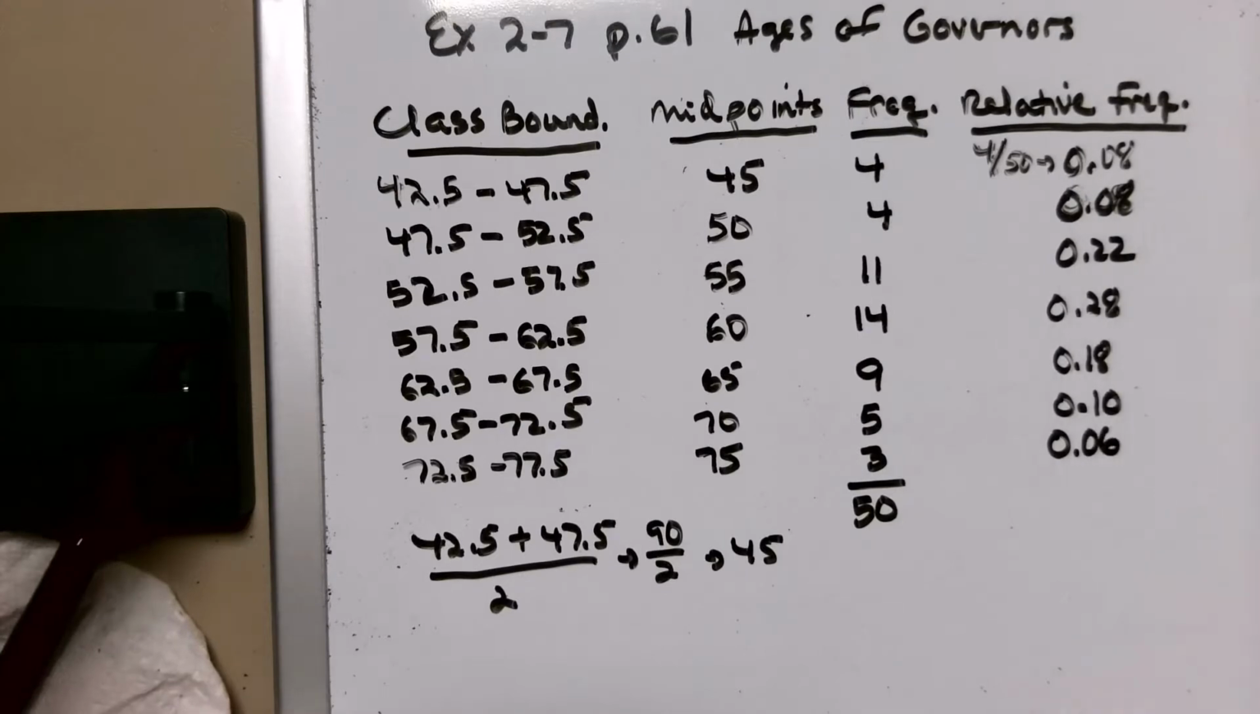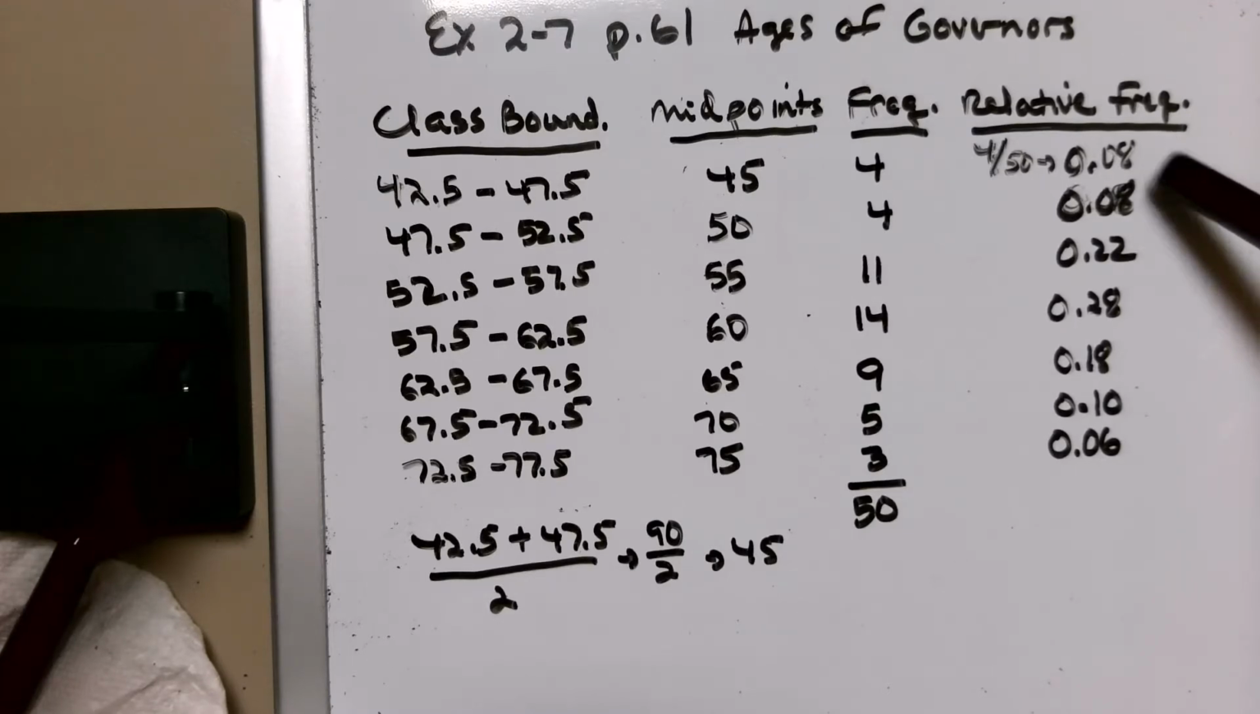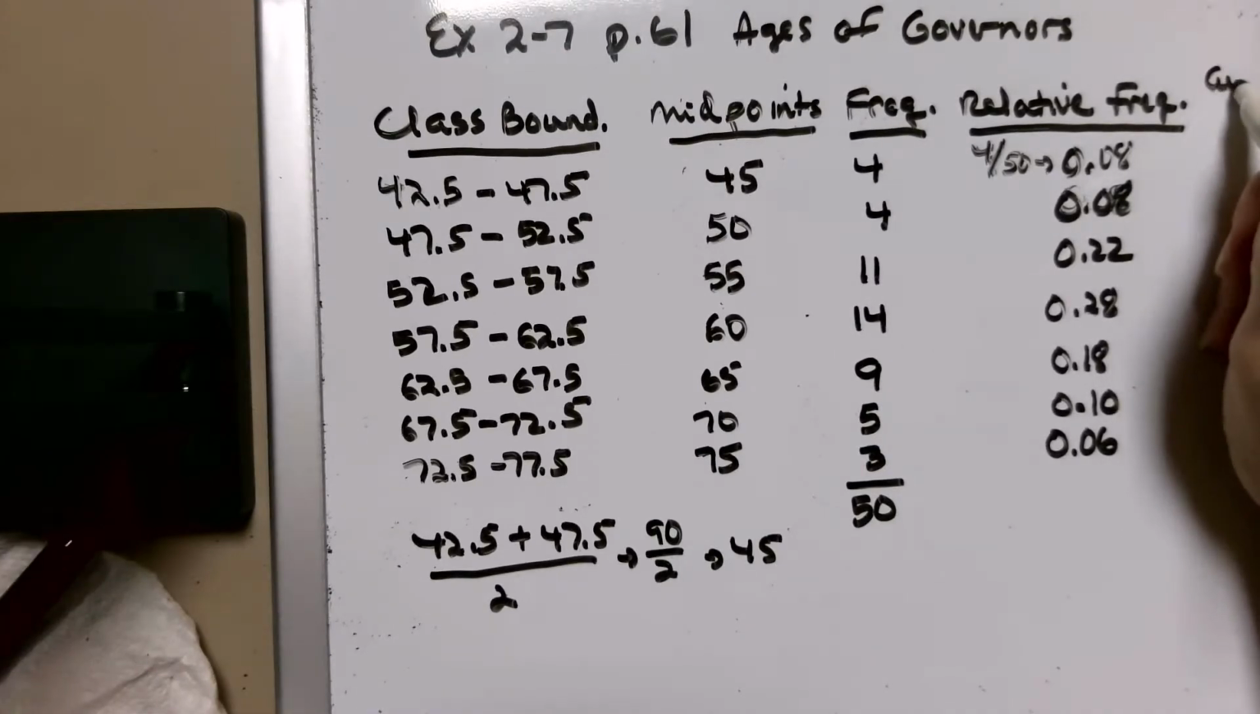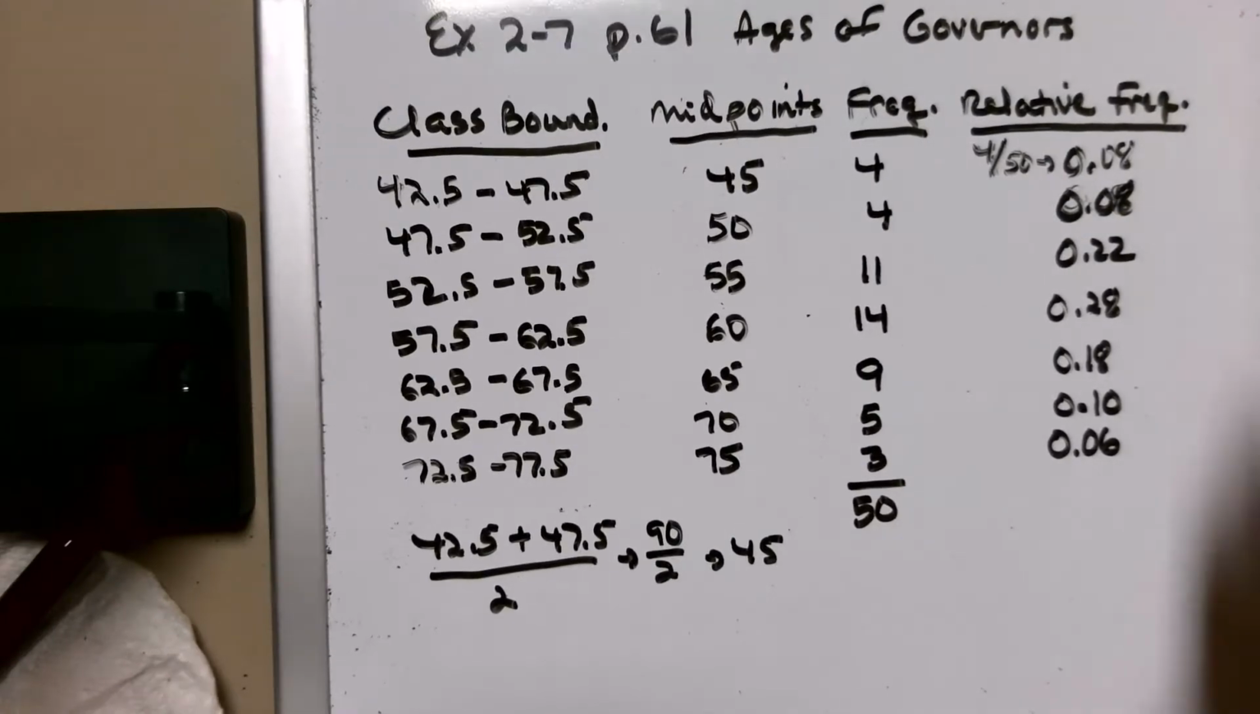So if I add up my relative frequency, I will get 1 because everything came out evenly. Sometimes it doesn't because you rounded. You can also have made these percents and it would add up to 100%. So there's your relative frequency. We also want to find cumulative frequency. I'm going to put in a line down here.